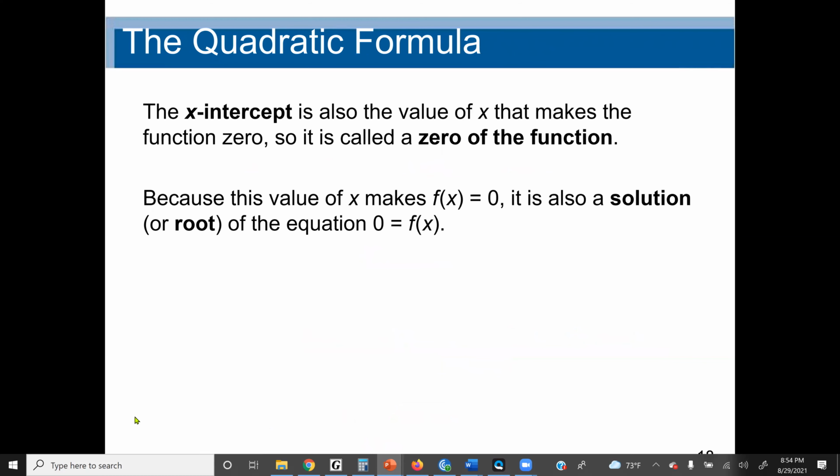So here we say the x-intercept is also the value of x that makes the function 0, and this is called the zero of the function. The x-intercept means the value of y is 0. Because this value of x makes f of x equal to 0, it's also a solution or root of the equation 0 equals f of x.